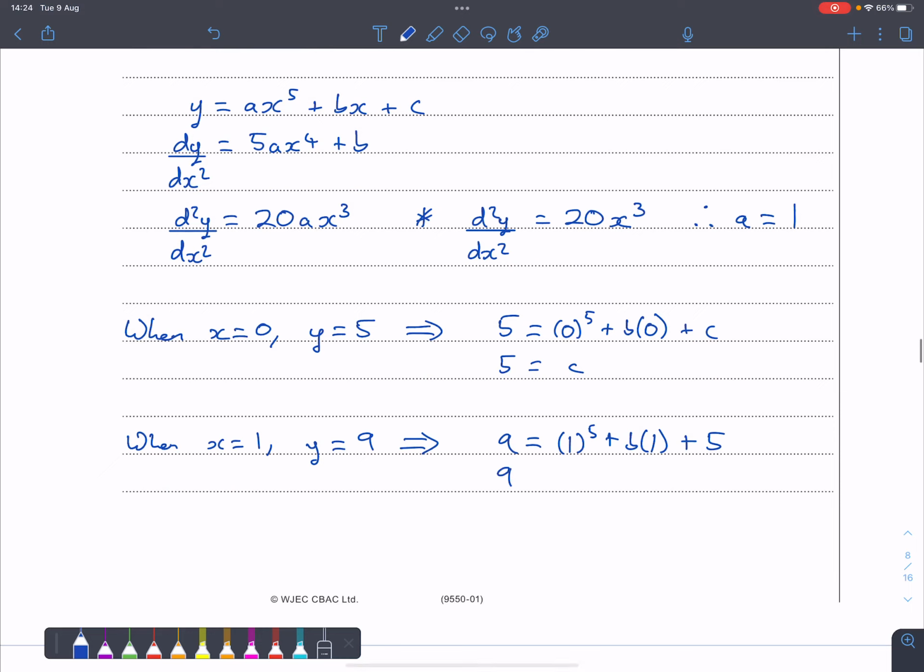Okay, so that will give me 9 equals 1 to the 5 is 1. B times 1 is b plus 5. And then if I take the 1 and the 5 off both sides, that will leave me with b having the value of 3. So I now have my 3 answers that I wanted. A is 1, B is 3, and C is 5.